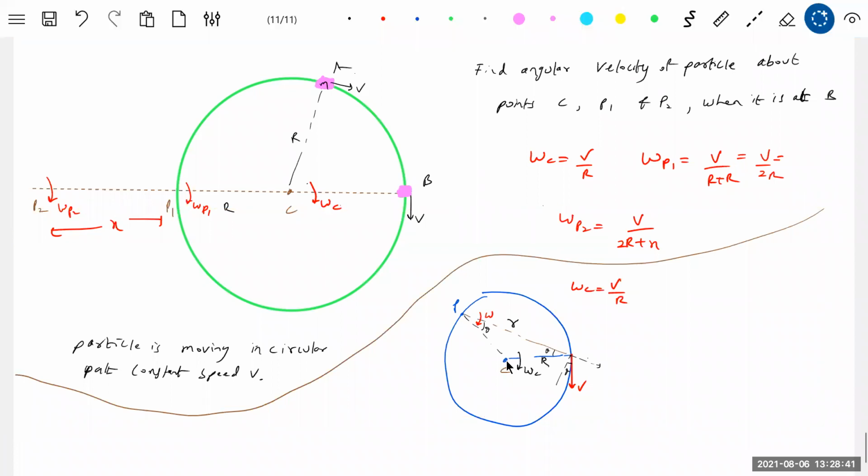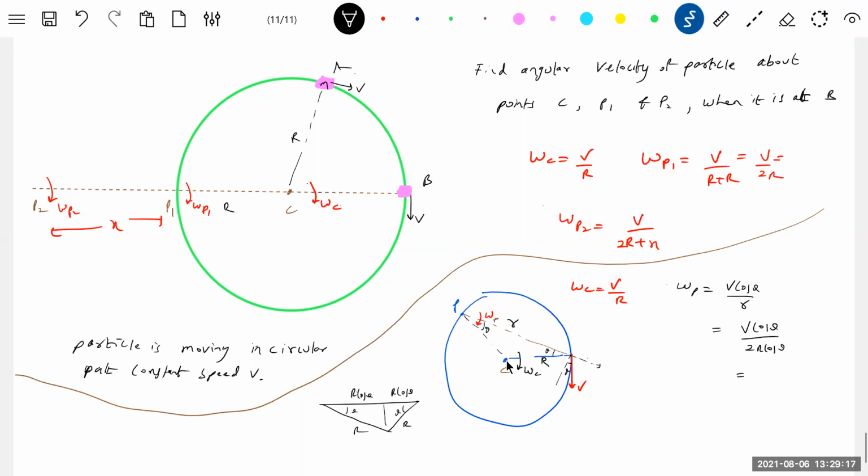So we'll go for omega P. What should omega P be equal to? Omega P should be equal to V cos theta by R. Anybody, how to bring R? The triangle. Now what can be this? R cos theta, R cos theta. So what is R? You can write V cos theta by 2R cos theta. So V by 2R.